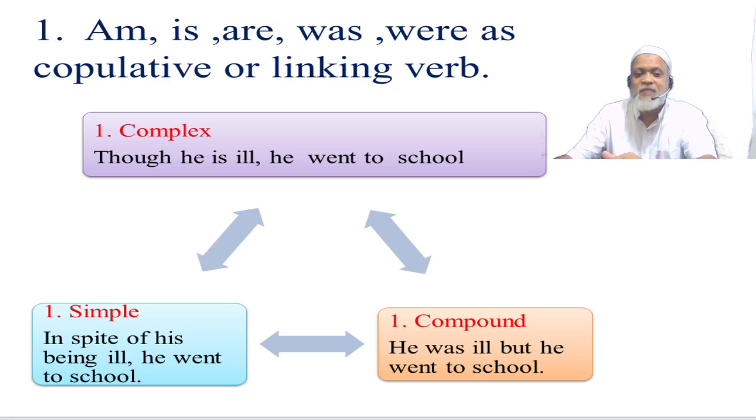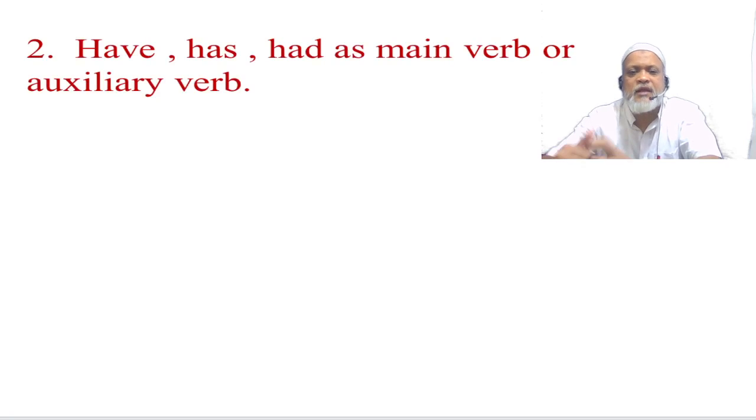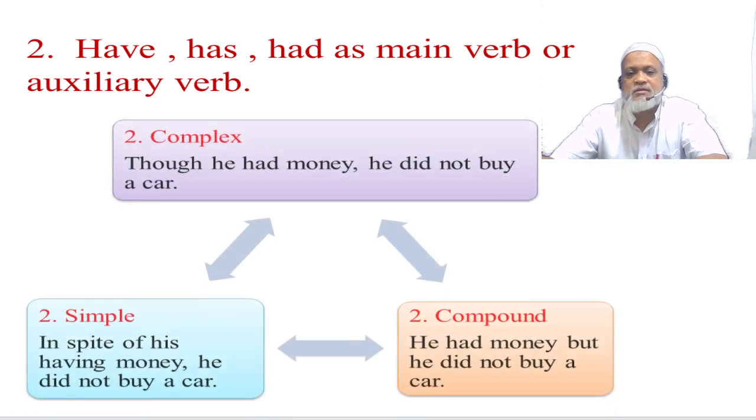When you find in spite of in a simple sentence, it is easy. You will use though or although to make it complex, and you will use but in making it compound. Let us go ahead and consider another situation: have, has, had as main verb or auxiliary verb. When you find have, has, had as a main verb or an auxiliary verb in a sentence, how do you consider it, how do you change it?